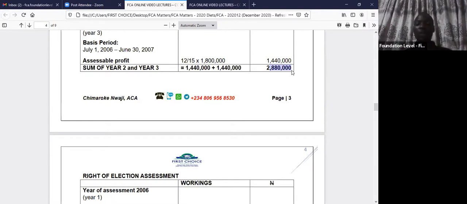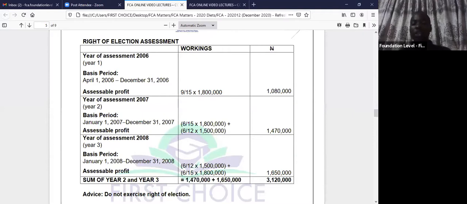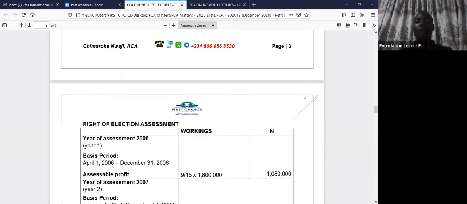And so the smaller figure was as a result of the normal basis period. While if you try to exercise your right of election, you will run into trouble of getting a higher figure. So the advice is, do not exercise your right of election. Simple. Now I have showed us how to look at the basis period. Let us now look at the workings. How do we work it out?